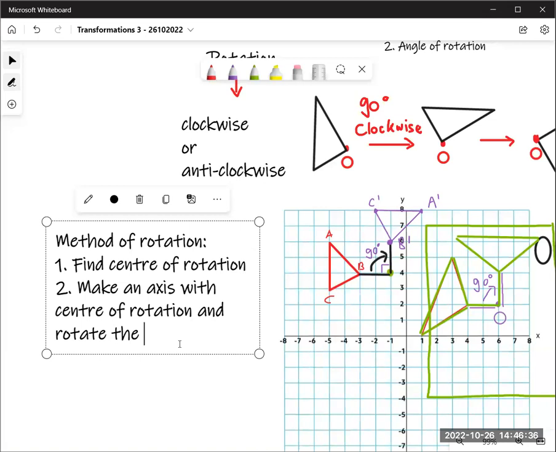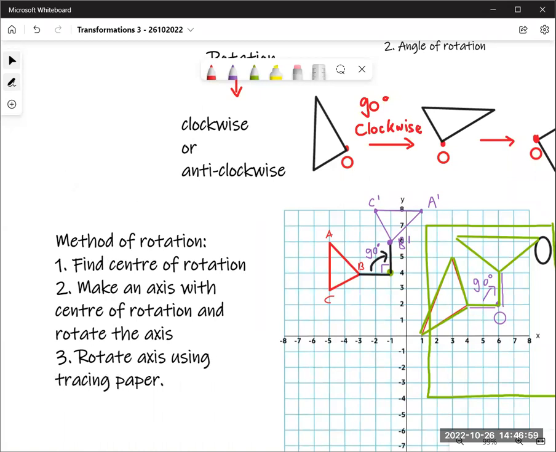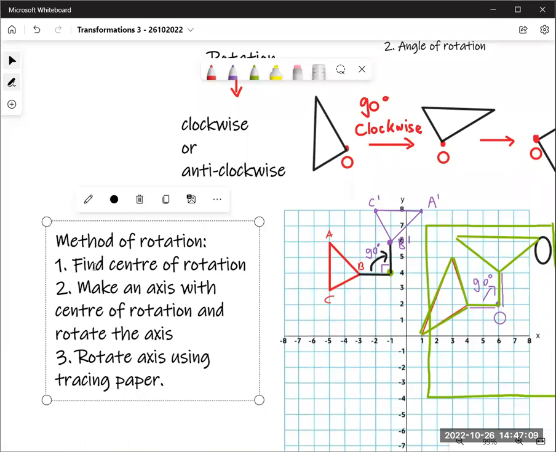Manvi, did I give you the coordinates for each kind of rotation in the last class? No, we did reflection, but not rotation. All right, then two things: rotate the axis using the tracing paper. Read the method of rotation. Find the center of rotation. Make an axis with the center of rotation and rotate the axis using the tracing paper.